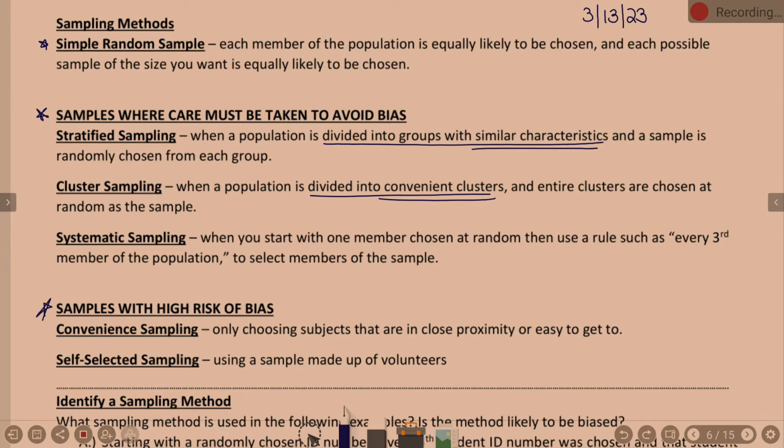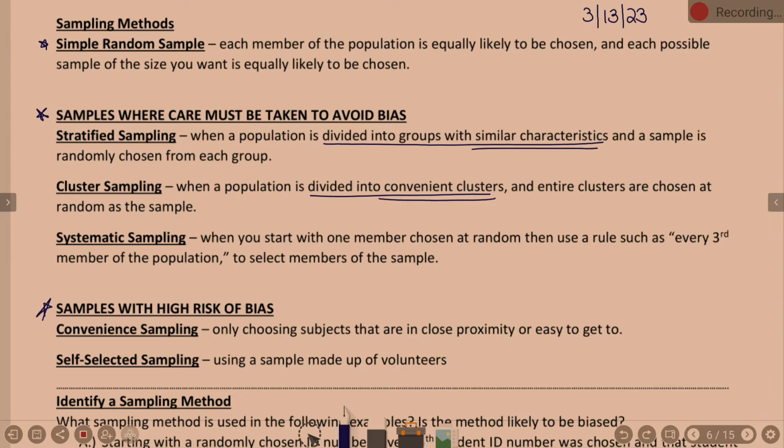Self-selected sampling, using a sample made up of volunteers. In other words, choosing to answer some type of survey. Where, okay, there's a survey, I choose to answer it. That's self-selected because I'm choosing to answer it as opposed to choosing to ignore it. Okay? So those are our different types of samples. Keep those all in mind.